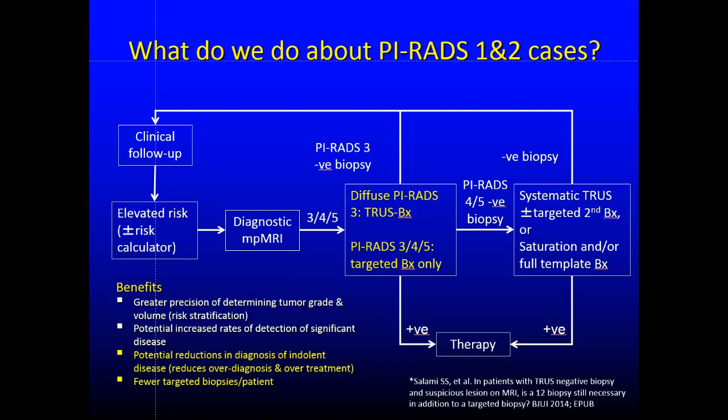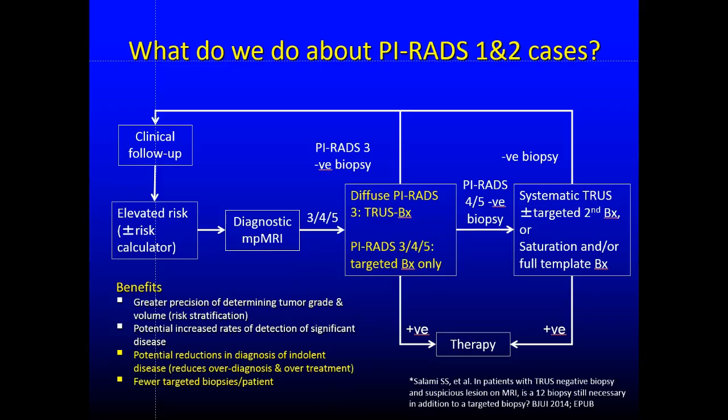So the management pathway now looks like this. If you have a diffuse abnormality on an MRI scan, then you can do a standard TRUS biopsy. If you have a focal lesion that is suspicious on an MRI scan, then a targeted biopsy is what you should perform if you want to decrease overdiagnosis, and another benefit of that would be fewer biopsy cores per patient.